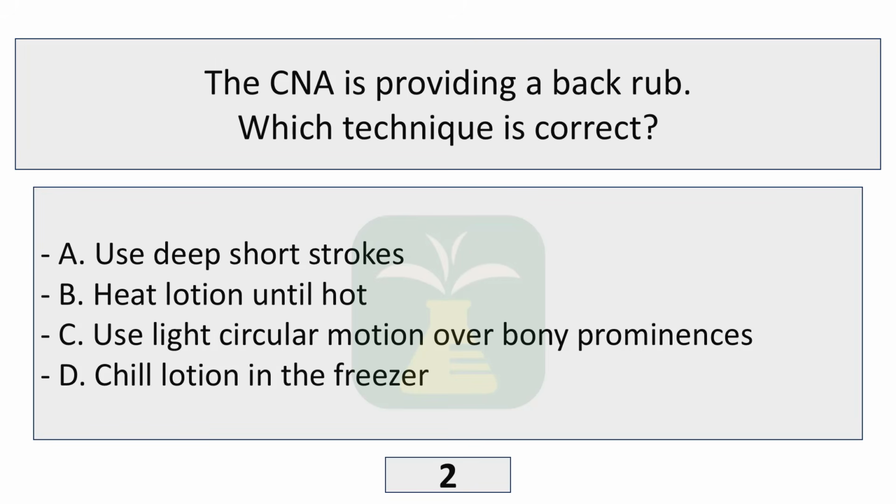The CNA is providing a back rub. Which technique is correct? A. Use deep short strokes. B. Heat lotion until hot. C. Use light circular motion over bony prominences. D. Chill lotion in the freezer. Correct answer. C. Use light circular motion over bony prominences. Skin over bony prominences needs gentle care to prevent injury.